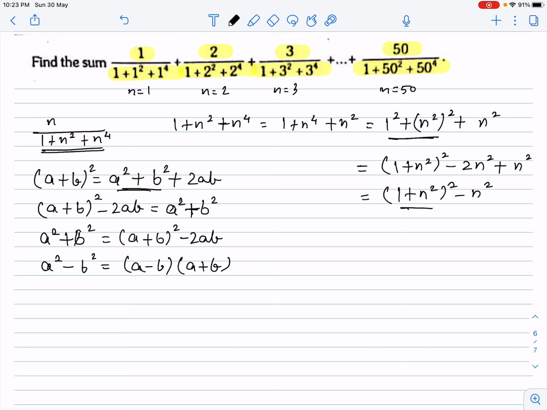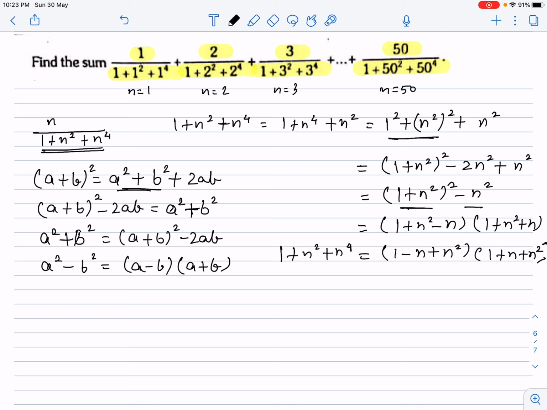So we'll use this over here. I may write it like 1 plus n square minus n multiplied by 1 plus n square plus n. Or I can write it like 1 minus n plus n square multiplied by 1 plus n plus n square. What does it correspond to? Guys, it corresponds to 1 plus n square plus n power 4. That's great. Wow. I'll use this to solve the whole question written on the screen.